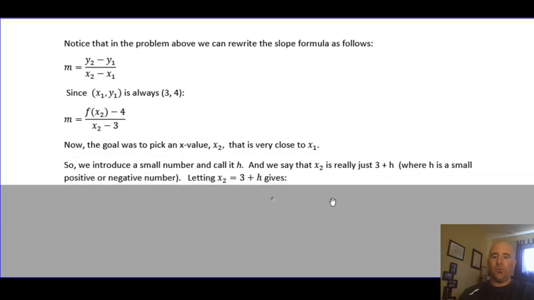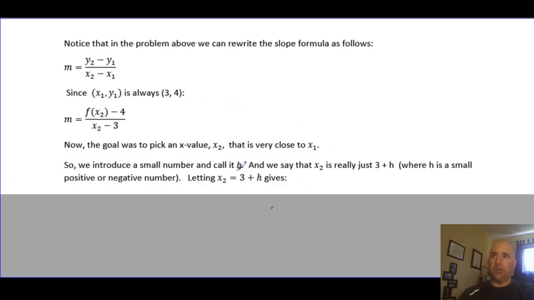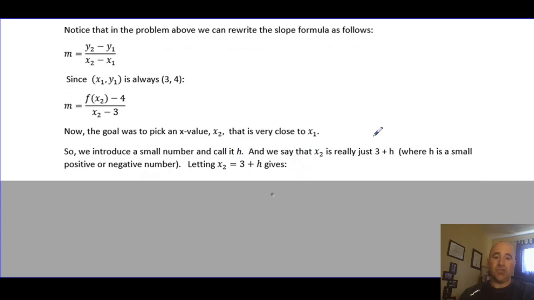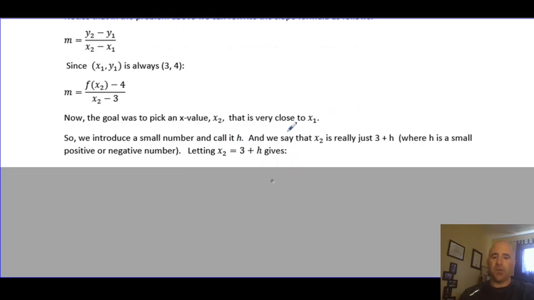So what we do now is we introduce a small number, and we call it h, and h is always what's used in calculus. And we say that x2 is really 3 plus h. So x1, which was 3, I should write that in. And our number is just 3 plus a little bit, or minus a little bit, because h could be negative as well. So instead of having x2, we could just say x2 is really 3 plus a little bit.